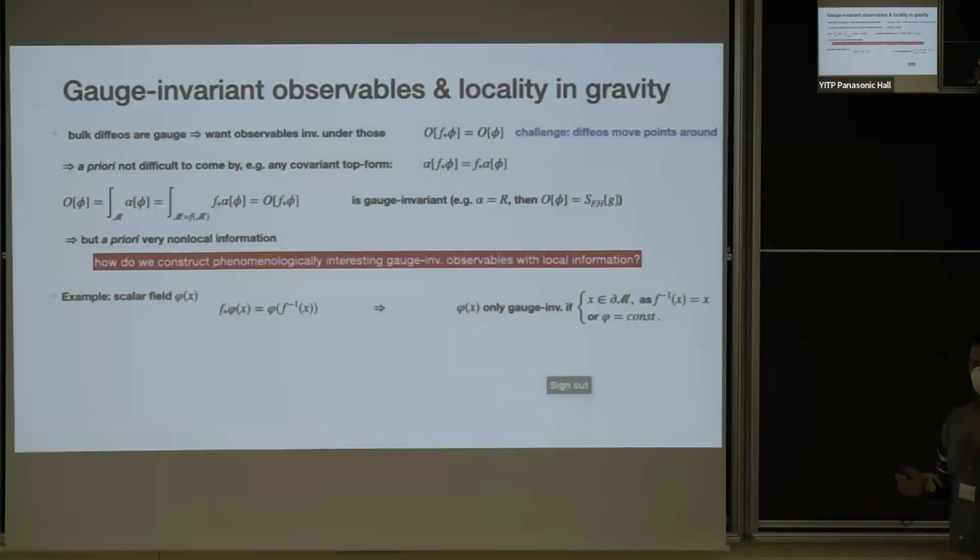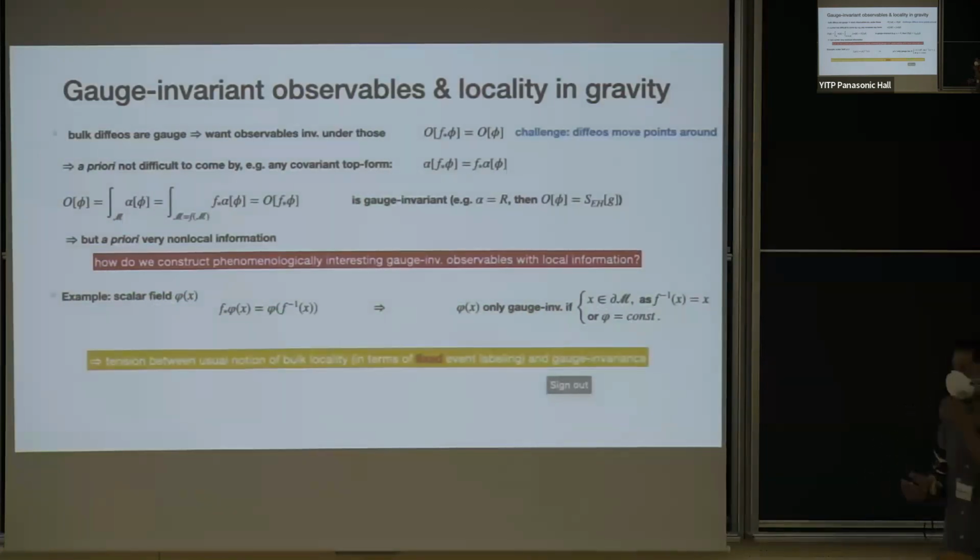And that there is some kind of tension between locality and gauge invariance is something you can already see in a very simple example of a scalar field. It transforms like this under diffeomorphisms. And that already tells you that phi of x, the field at some point x, is only going to be gauge invariant if phi is a constant in spacetime, maybe a cosmological constant, or if x is a boundary point where diffeomorphisms might act trivially. So that leads to some tension between the usual notion of bulk locality in terms of fixed references or fixed labelings that we're familiar with, for instance, from quantum field theory, and gauge invariance.